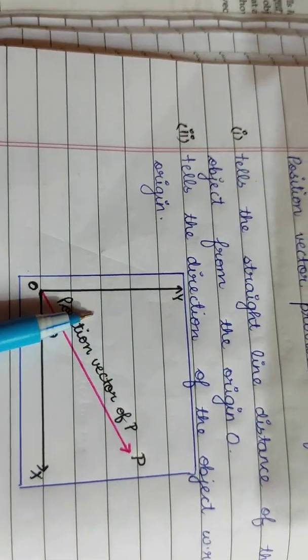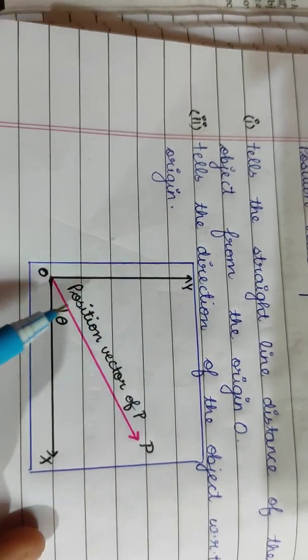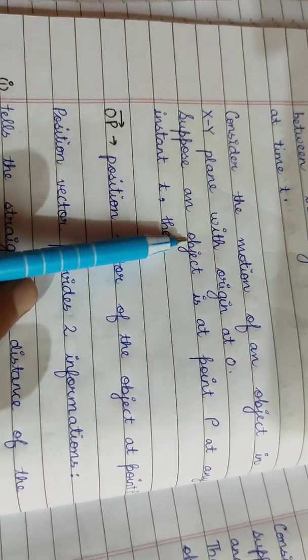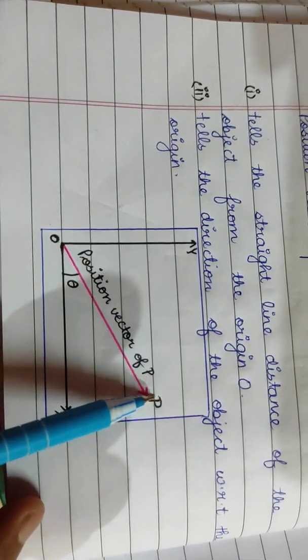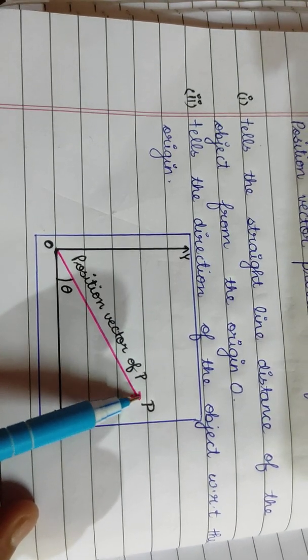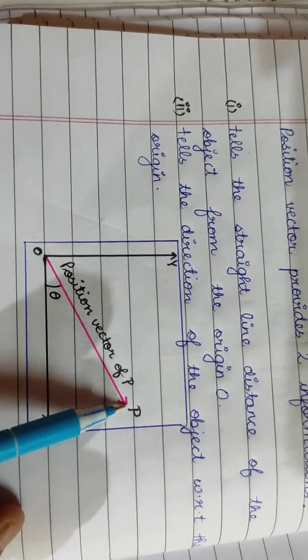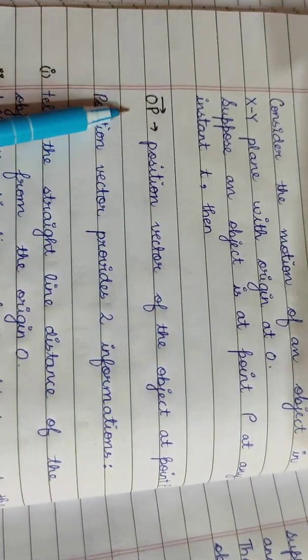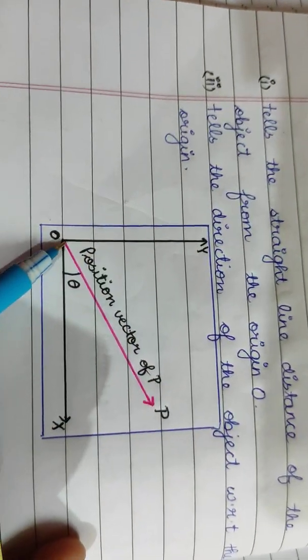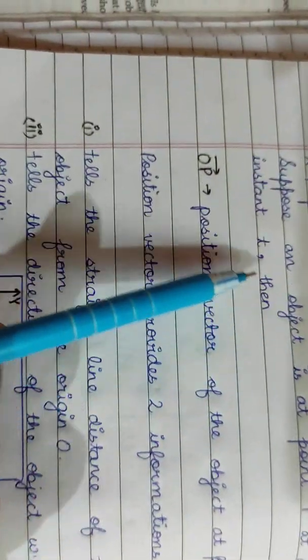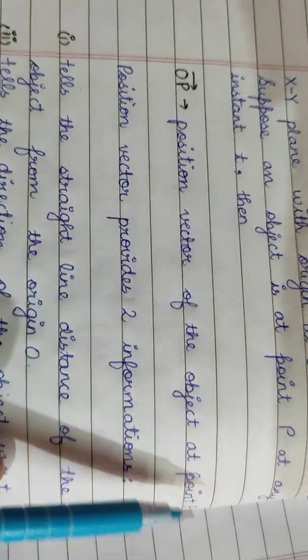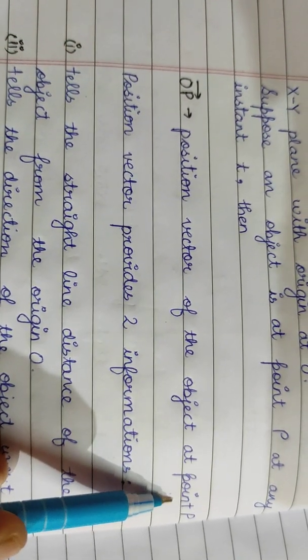Now look at this figure. This is the xy plane and the origin is at O. Now suppose an object is at point P at any instant t. Then OP, where OP is from the origin to this point P, is the position vector of the object at point P.